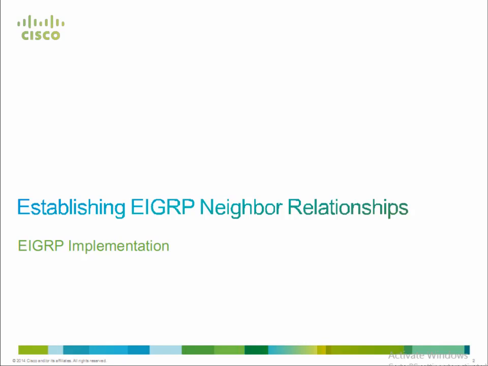We'll talk about how EIGRP ensures reliable transport, which is an important concept because EIGRP sits right on top of IP. It doesn't utilize a lot of the features that application layer protocols that run on top of TCP might have. So the concept of sequencing, acknowledgements, and so on, that's built into the protocol itself. And we'll talk about that.